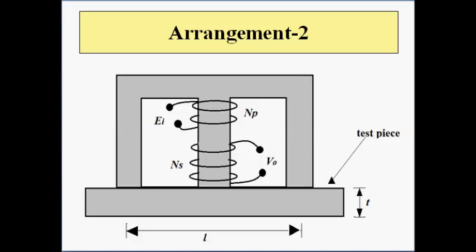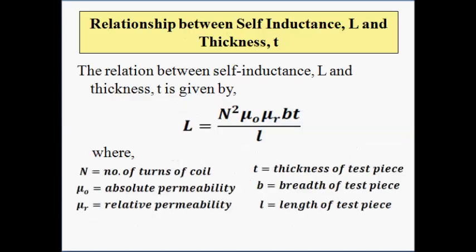So there is a relationship between the inductance of the coil, the self-inductance of course, and thickness T. This relationship can be written mathematically as the self-inductance L equals N square mu subscript 0 mu subscript R Bt by L. Now of course N is the number of turns of the coil, whether it is the primary coil or the secondary coil. Mu subscript 0 is the absolute permeability and mu subscript R is the relative permeability. B is the breadth of the test piece, T is the thickness of the test piece, and L is the length of the test piece.